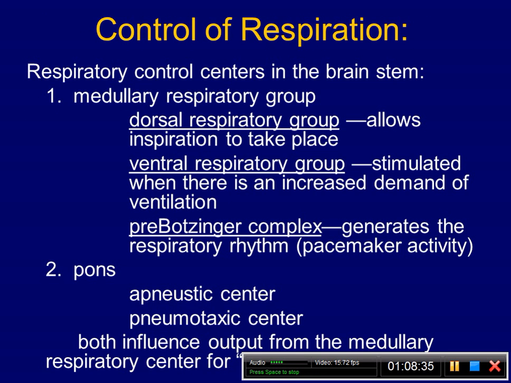Alright. Next one. Control of respiration. When you look at this, you already know. Can you breathe without your brain? Nope. Can't breathe without your brain. What part of the brain do you have to have? The brain stem. What part of the brain stem do you have to have? Medulla. And here's why.